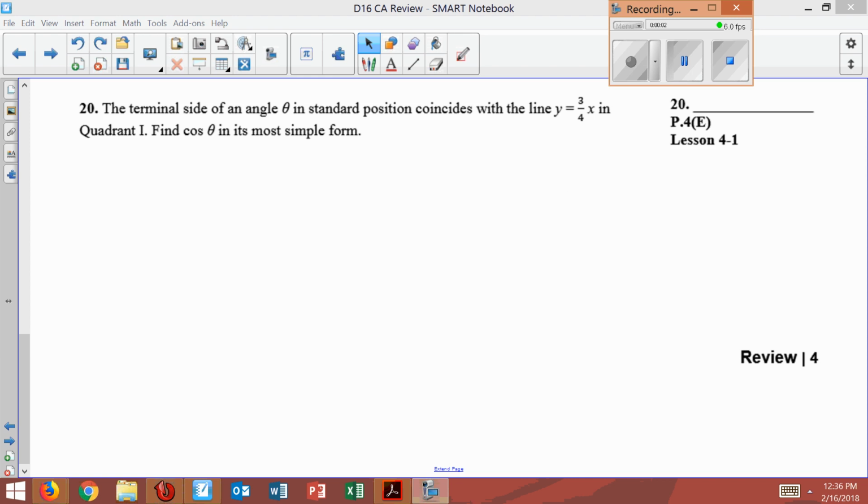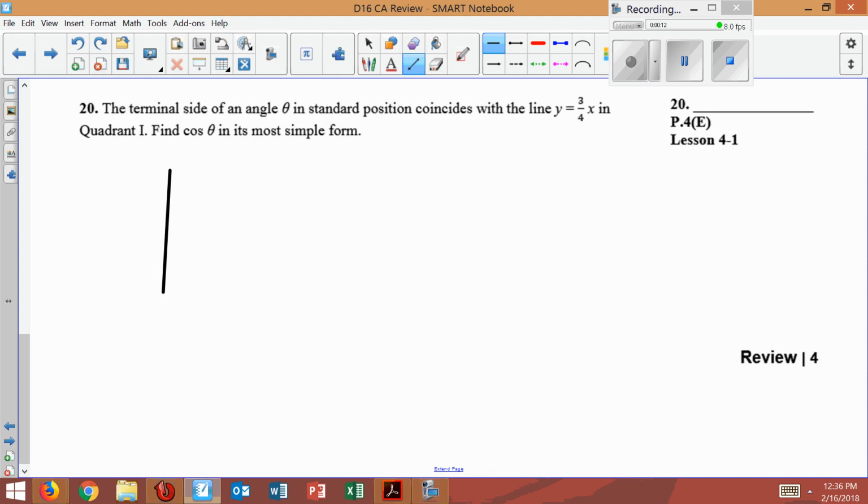Number 20, the terminal side of an angle theta in standard position coincides with the line y equals 3/4 x in quadrant 1. Find cosine theta in its most simple form. Now this problem is actually really easy if you understand how we graph.